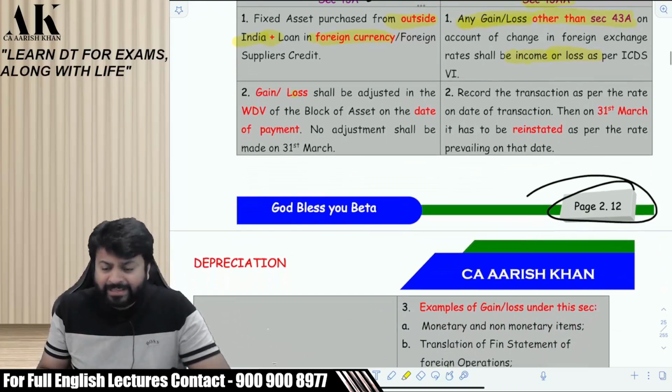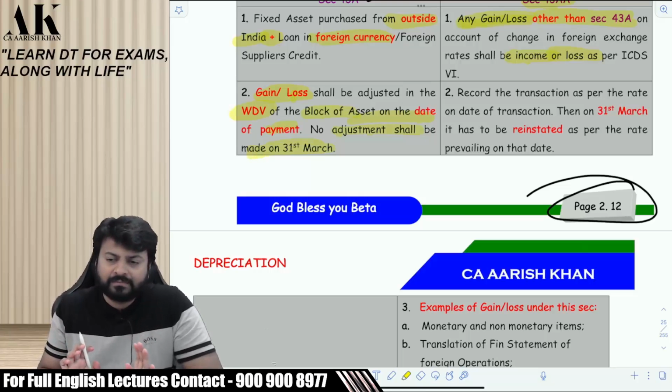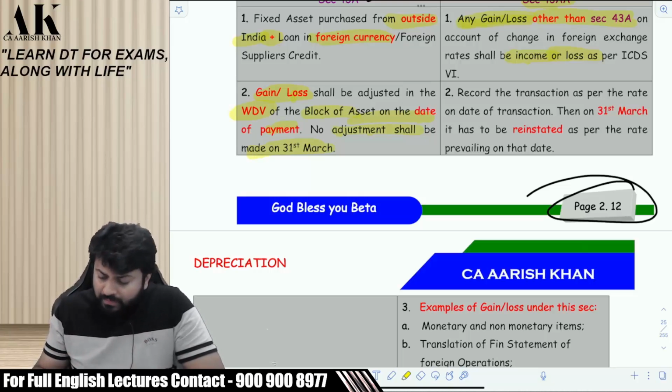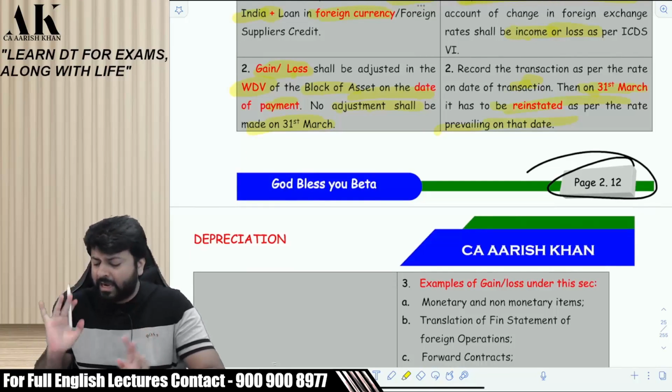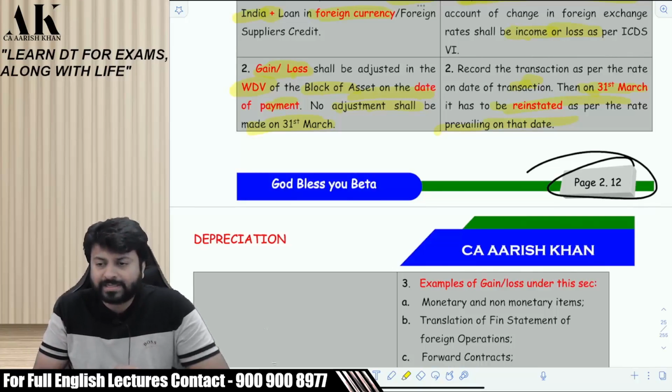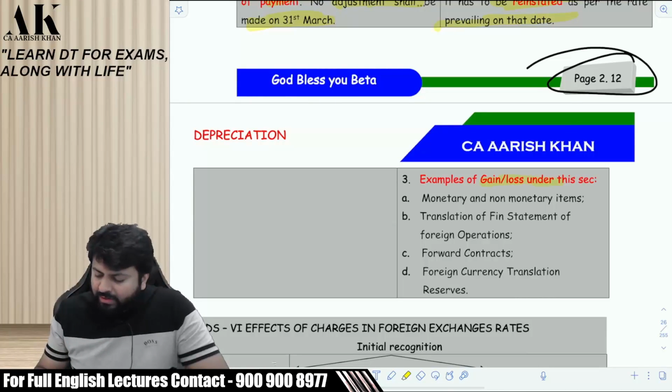In 43A, what we do? We adjust gain or loss in the WDV of the block of asset on the date of payment, right? No adjustment on 31st March in 43A. Right or not, beta? But in 43AA, you will record the transaction and then on 31st March, you will reinstate as per the prevailing rate, just like accounts. Just like accounts, you will do it over here. Okay. And below are some examples of 43AA, examples of gain or loss under this section.